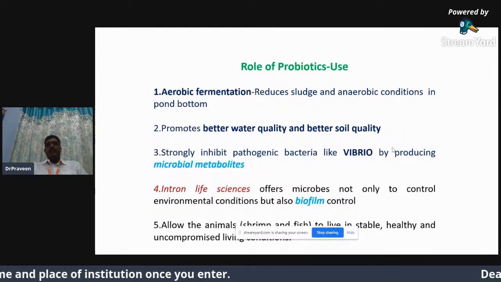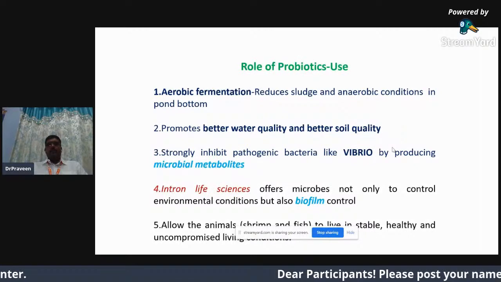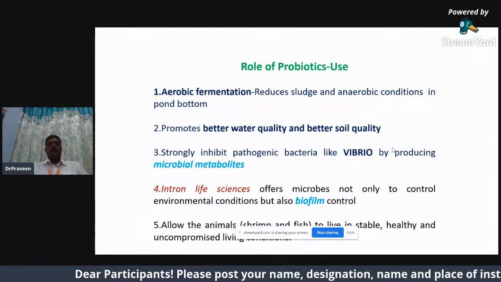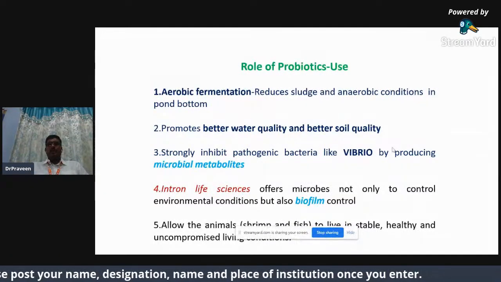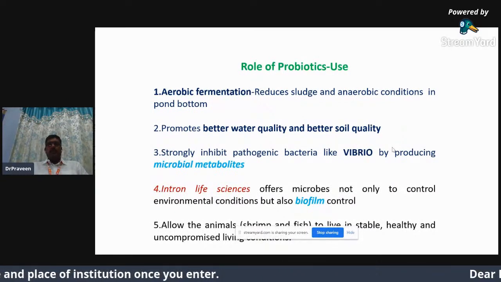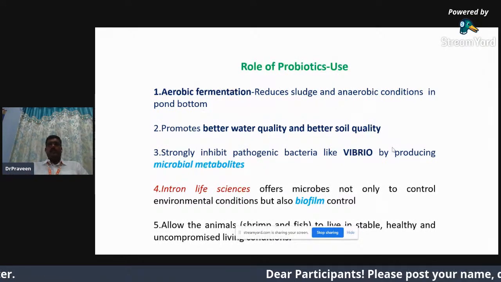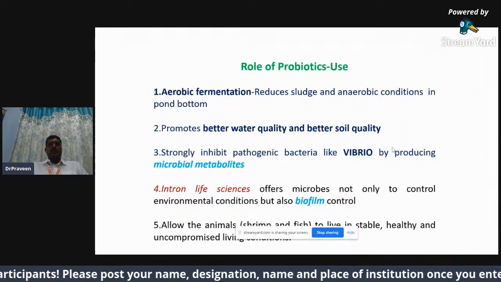Every day or once in 3 days, or maybe weekly, depending on the usage of the feed, we apply our probiotics. Otherwise, we cannot survive. We can't keep shrimp in a healthy condition. Depending on the DOC, which we call days of culture, and depending on the stocking density, we apply probiotics regularly.